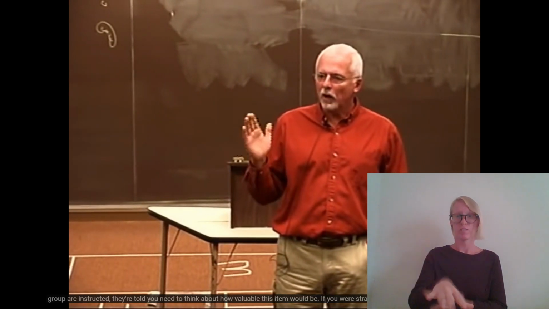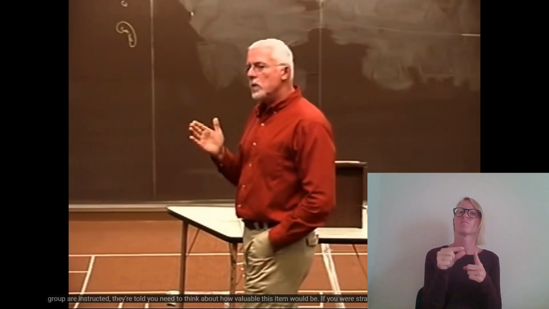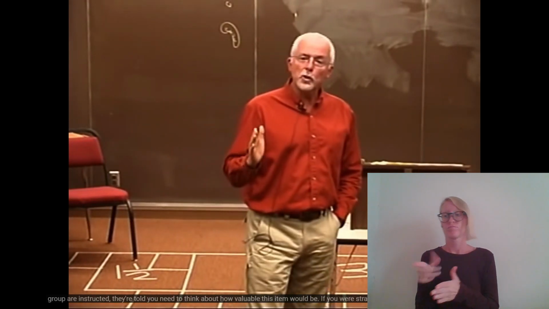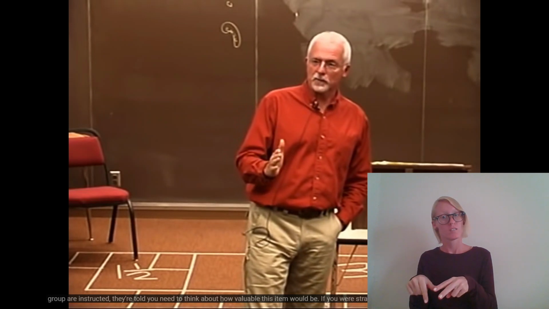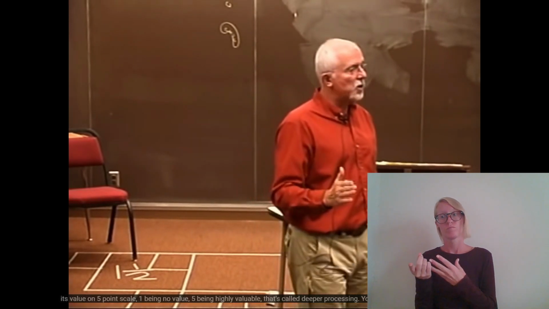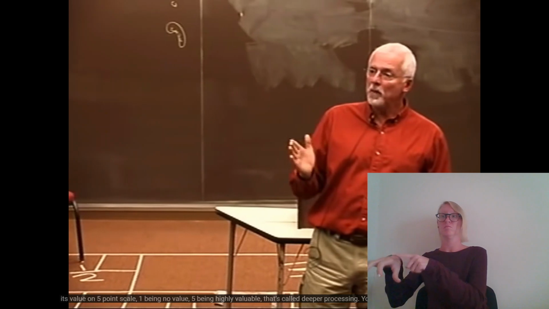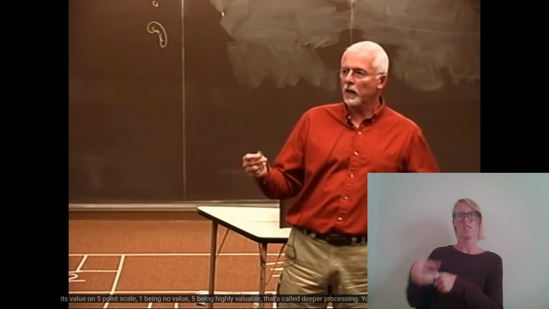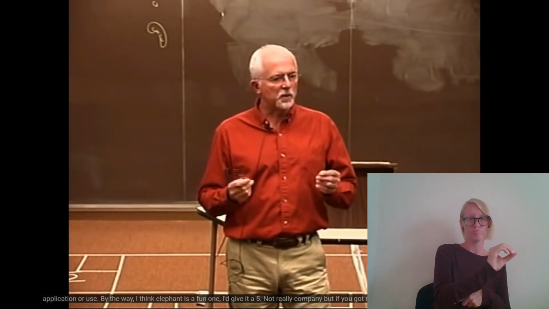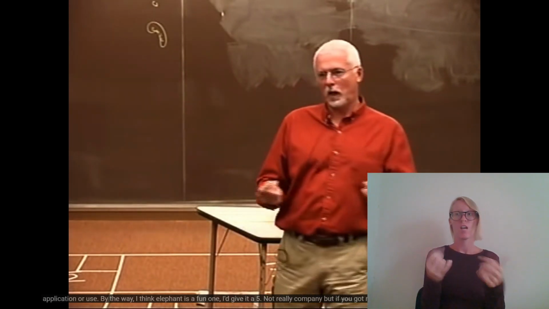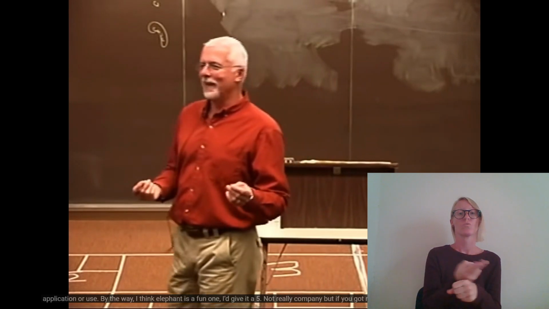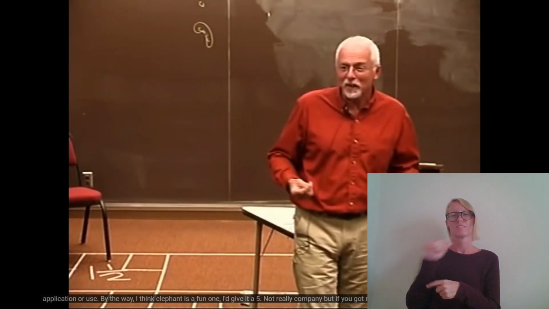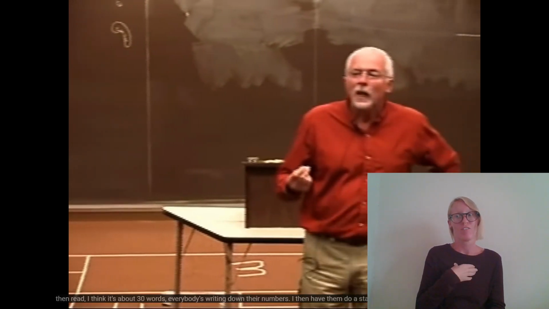The second group are instructed. They're told you need to think about how valuable this item would be if you were stranded on a deserted island. And you then rate its value on a 5-point scale, 1 being no value, 5 being highly valuable. That's called deeper processing. You're now thinking about it in terms of its application or use. By the way, I always think elephant is a fun one. I'd give it a 5, okay? Not only company, but if you got really hungry, you got a lot of food there, right?